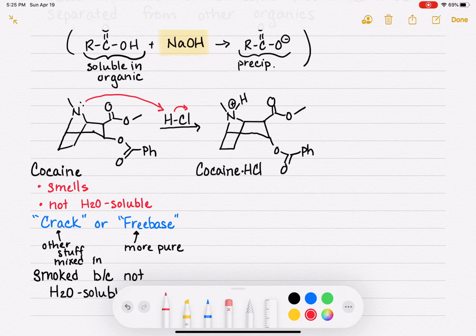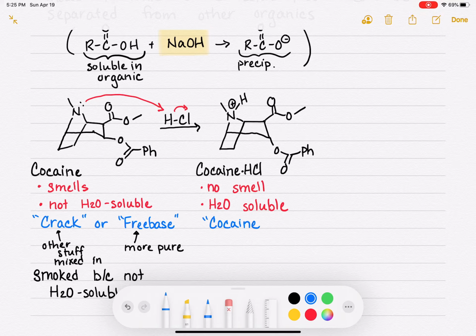This molecule, for the most part, is odorless. Usually not completely, because of the process of synthesizing it in the garage or whatever. There's a little bit of a residual smell, but if it was pure, it wouldn't have any smell. This is water soluble, again, because it's been protonated. And this is the molecule that we refer to as cocaine.